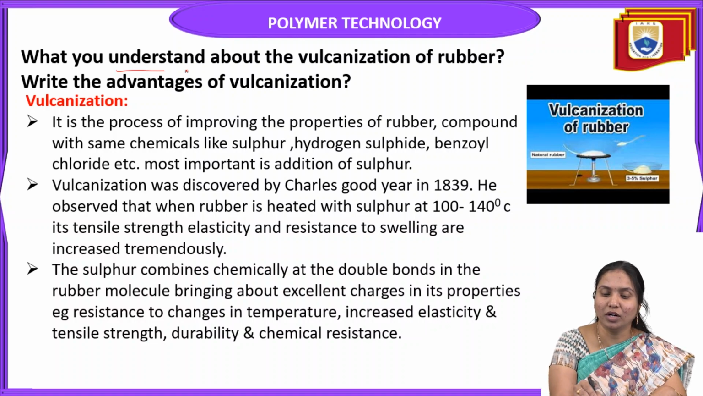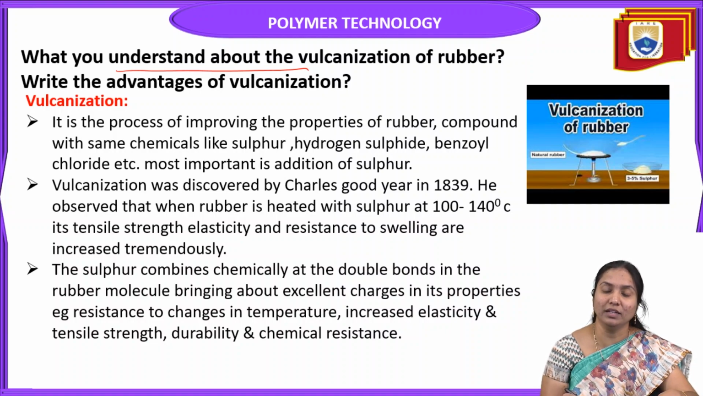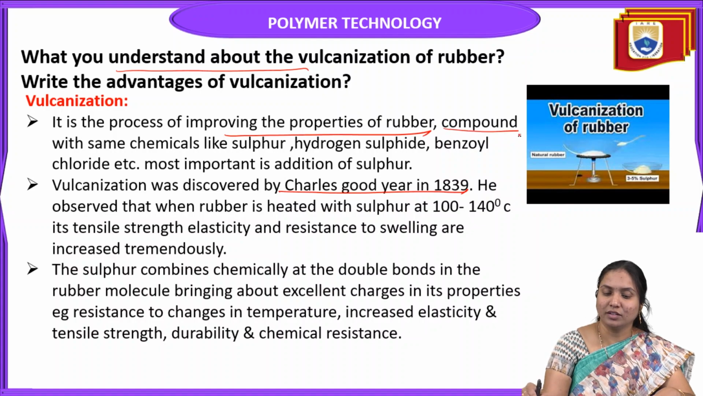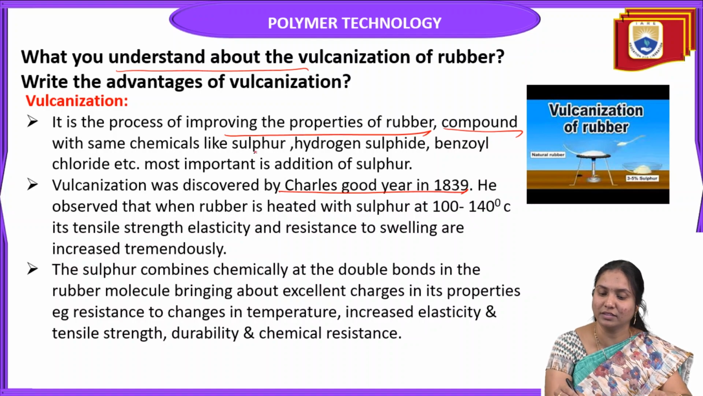And the next question is, what do you understand about the vulcanization of rubber? Write the advantages of vulcanization. This process was introduced by Charles Goodyear in 1839. He observed that this process, vulcanization, improves the properties of rubber. Here the compounds are heated with some chemicals like sulfur, hydrogen sulfide, benzyl chloride, etc.